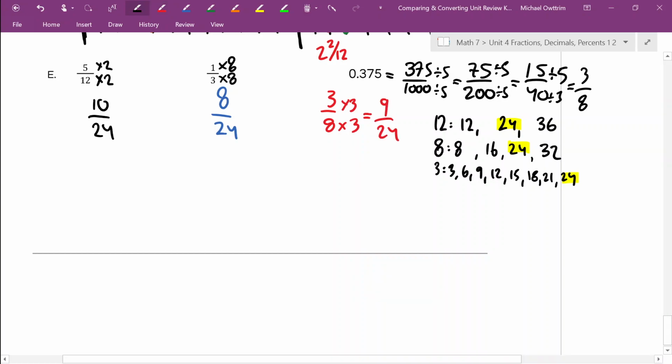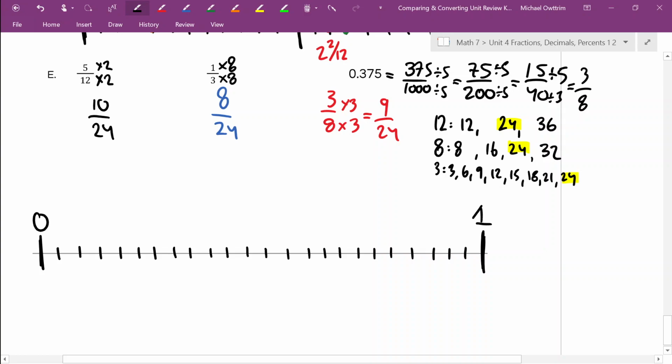All of these are proper fractions, so let's start at 0. And then we need 24 ticks up to and including the next whole number. 1, 2, 3, 4, 5, 6, 7, 8, 9, 10, 11, 12, 13, 14, 15, 16, 17, 18, 19, 20, 21, 22, 23, 24 is my next whole number. Okay, let's put these on here. 10 24ths, 0, 1, 2, 3, 4, 5, 6, 7, 8, 9, 10.